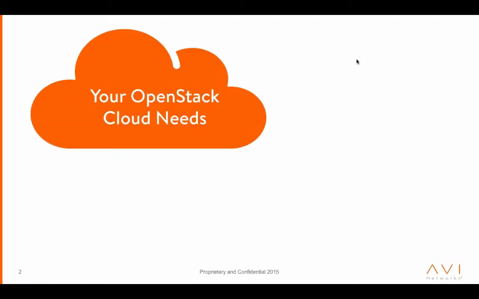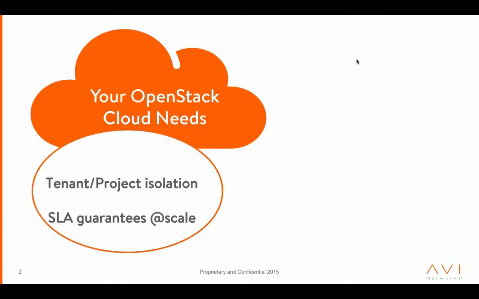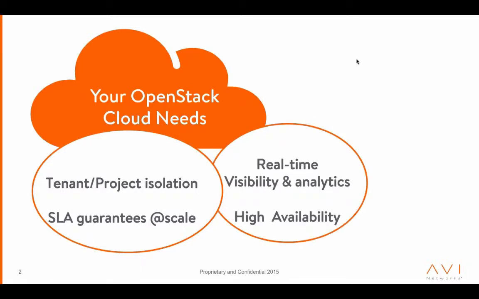So let me start by telling you a little bit about the typical OpenStack cloud needs for application administrators. To motivate them to move their business critical applications into the OpenStack cloud, the cloud needs to provide several types of guarantees. For example, you need to provide tenant and project isolation, SLA guarantees at large scales, and for the application, high availability and deep visibility and analytics.